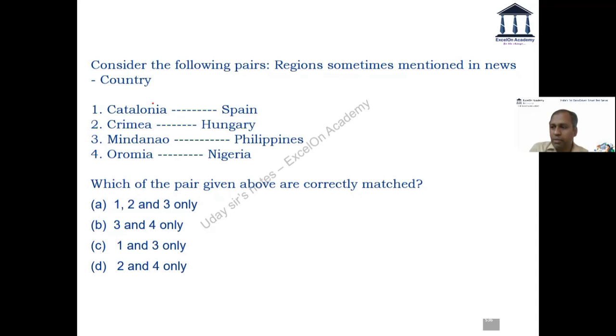Crimea is Ukraine. This Crimea was in news because of the problem associated with that region, Ukraine. So you're absolutely right, for sure two is incorrect. So I'll strike off two. Great. And they are themselves saying that three is correct. Mindanao is part of Philippines. They are very confidently saying Mindanao is part of Philippines. Now the only thing is Oromia is Nigeria or Catalonia, Spain. And as Kalyan has rightly said, and now Arun also says, C is the answer. C is indeed the answer.